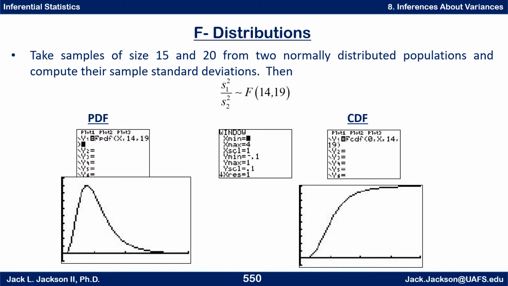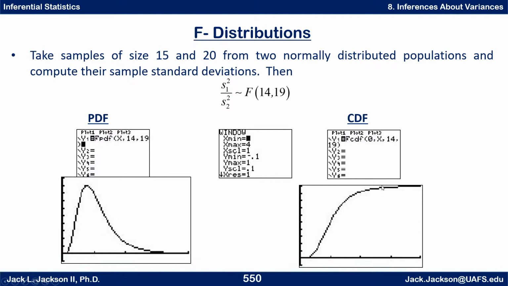We can graph the PDF, as you see here on the left, by an F PDF of X with 14 and 19 degrees of freedom in that order. It gives us a graph looking like this. This thing that's blacked out here is actually 0. So from 0 to 4 gives us a decent window, and at least on the one on the right, it goes from 0 to 1. I'm not sure if it's using the same window on the one on the left. It may.